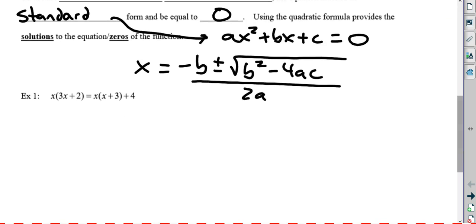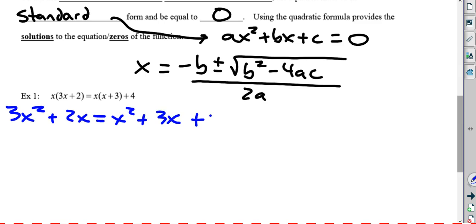This first example is not in standard form, so we've got to combine like terms and see what we have. I've got 3x squared plus 2x equals x squared plus 3x plus 4. So I've got 2x squared minus x equals 4. I've got a squared term, a linear term, and a constant. So it's a trinomial.